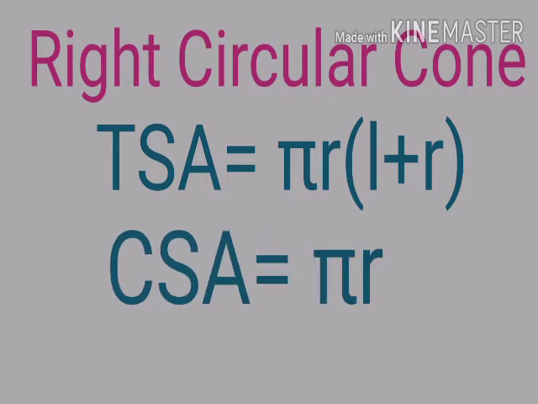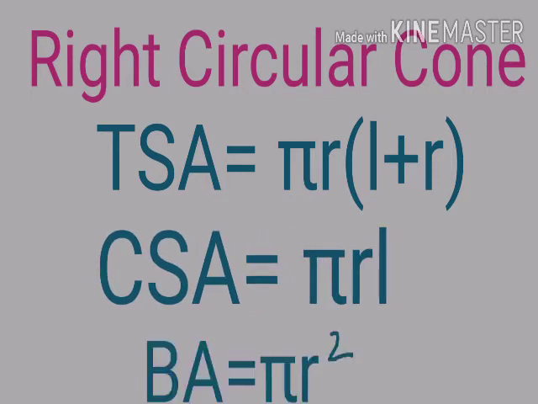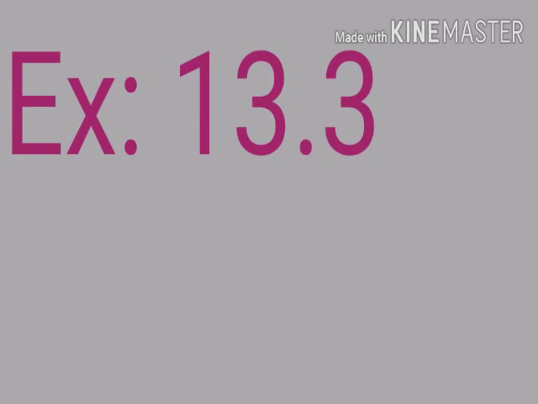CSA is pi RL. Base area is pi R square, because the base of the cone is like a circle. So its base area is the same as the area of a circle, that is pi R square. So about the right circular cone, base area is pi R square, curved surface area is pi R L, and total surface area is pi R into L plus R. So now we can discuss exercise 13.3, the questions related to the right circular cone.